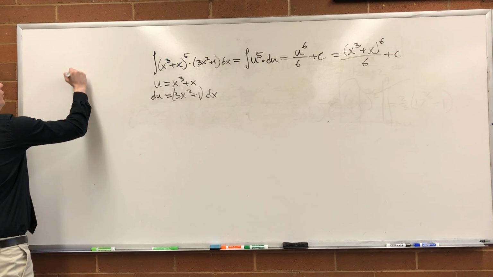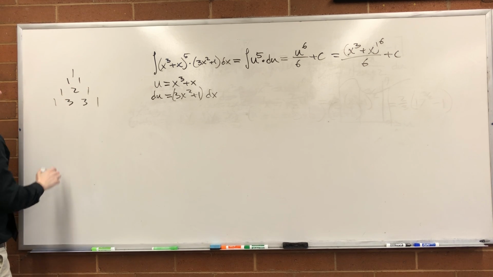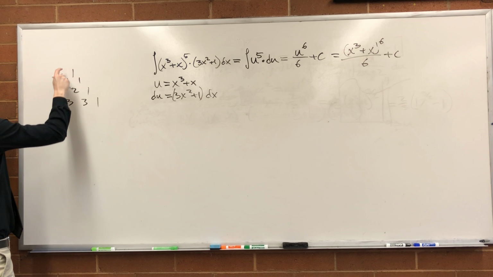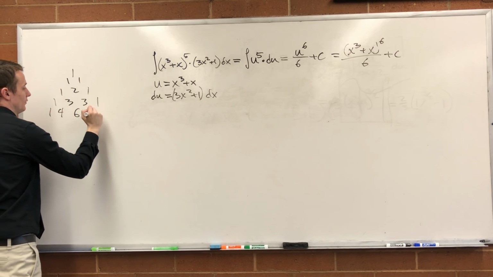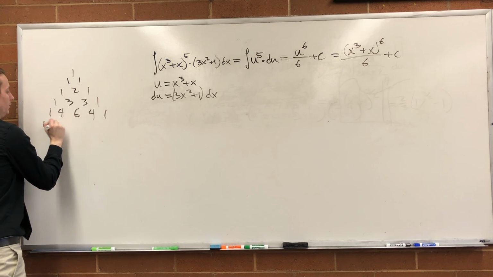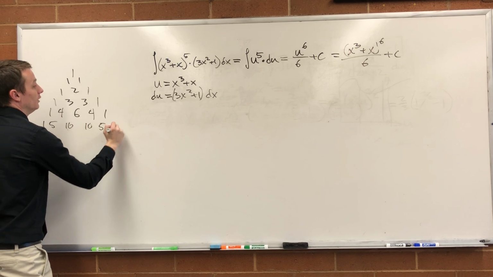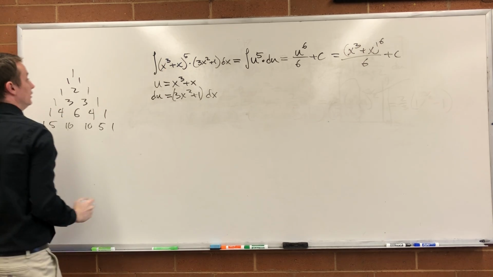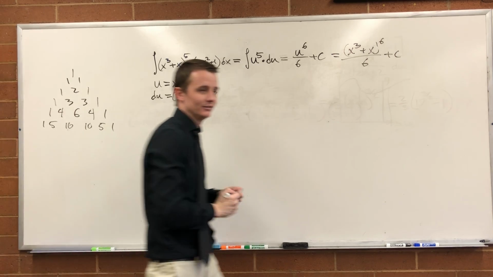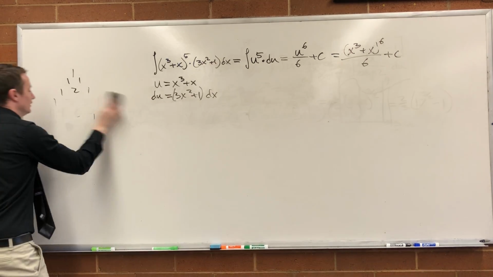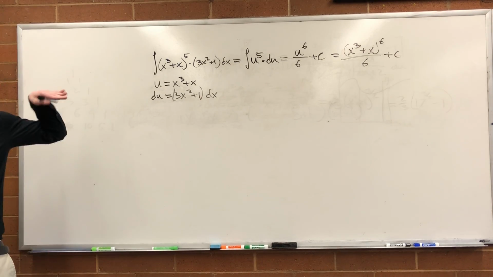We'll start with 1, 1, 1, 1, 2, 1, 1, 3, 3, 1. This is to the 0, to the 1, to the 2, to the 3, to the 4, now to the 5, 10. So when I write this thing out, the other variable doesn't matter. That's how you get your coefficients, but then you need them in descending powers.